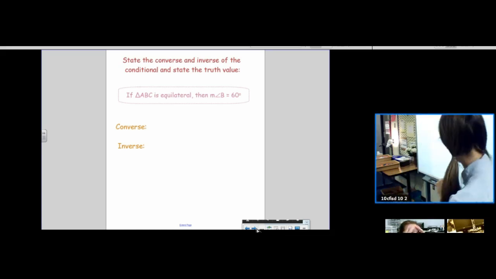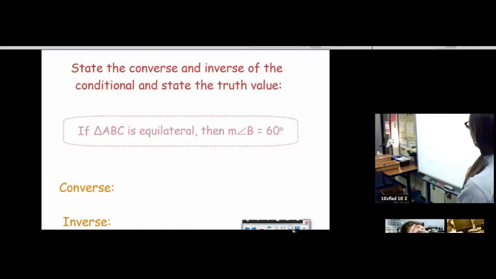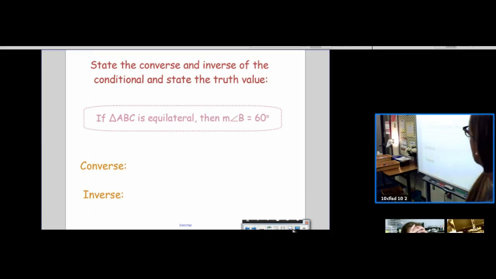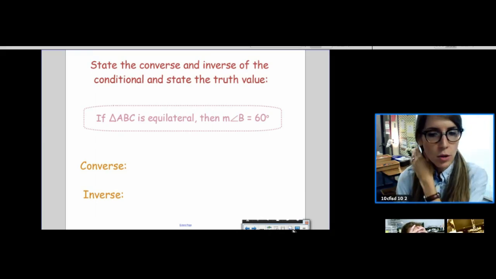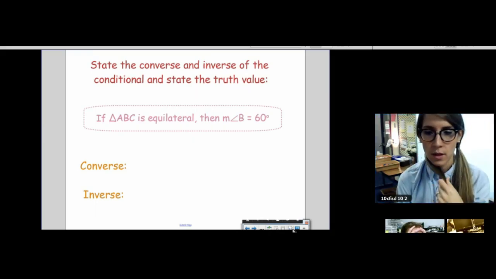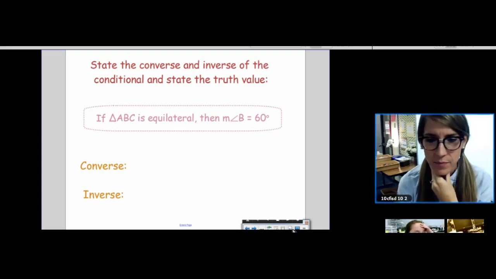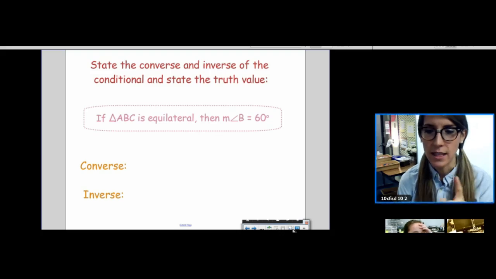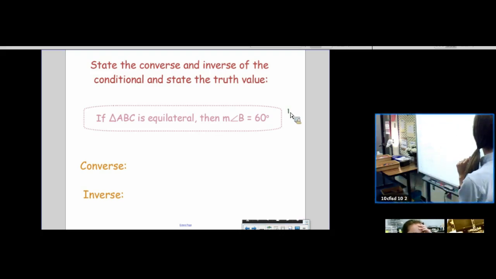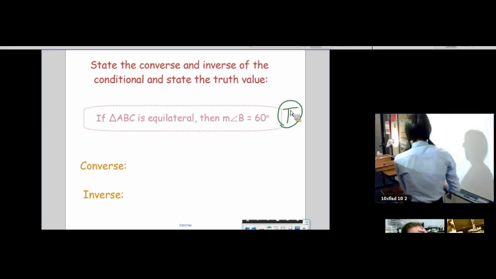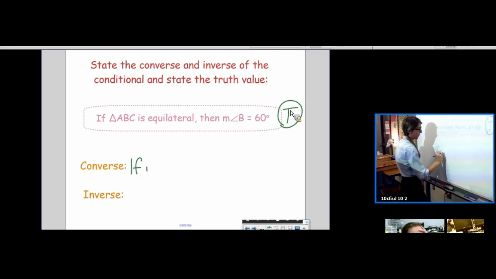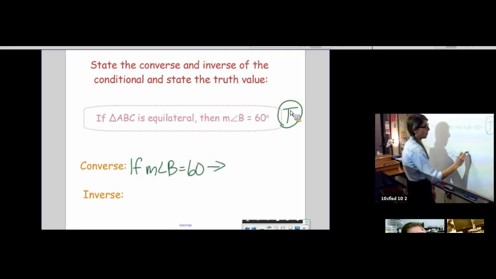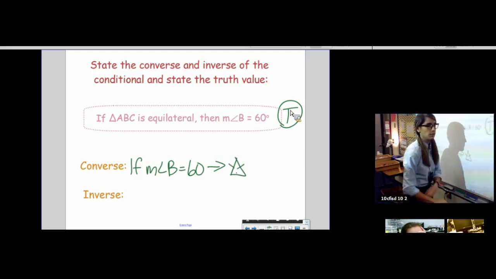Okay, let's go over this one. If ABC is equilateral, then the measure of angle B is 60. True or false? What do you think? Neil, I can't go back or we won't get to the quiz. I cannot. Maybe after the lesson. True. Very good. If ABC is equilateral, then the measure of angle B is 60. The converse is, if the measure of angle B is 60, then ABC is equilateral.